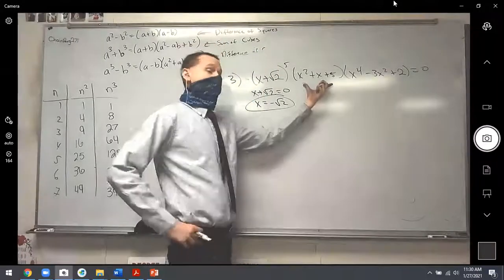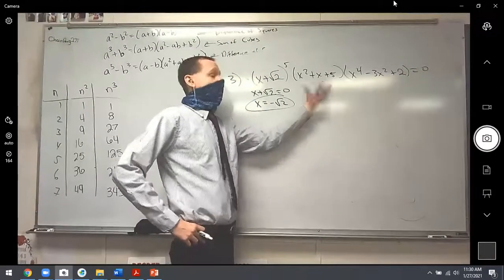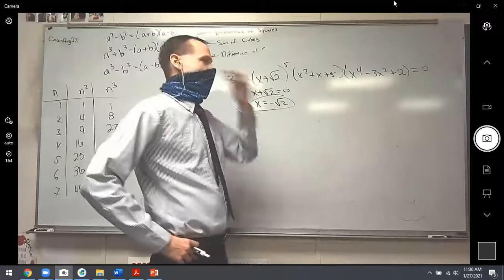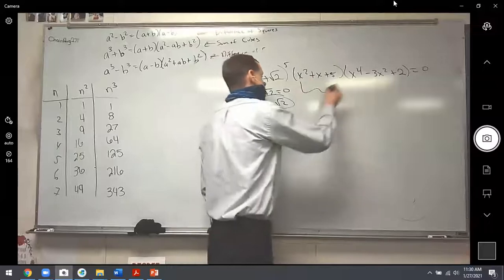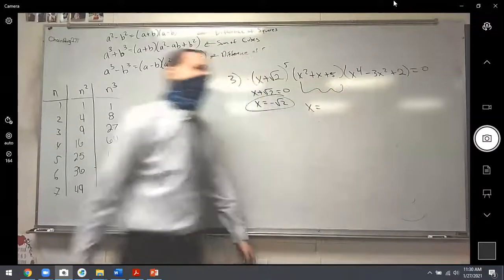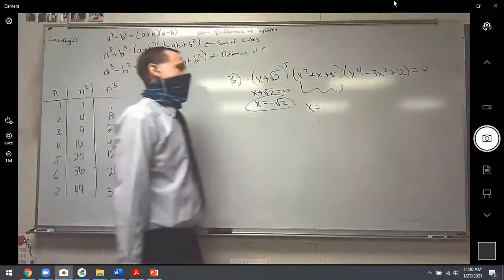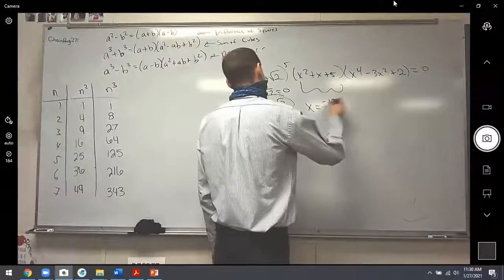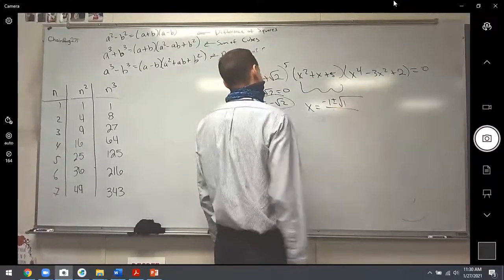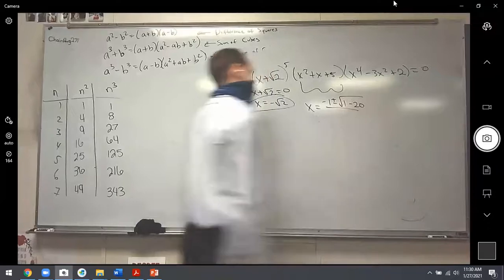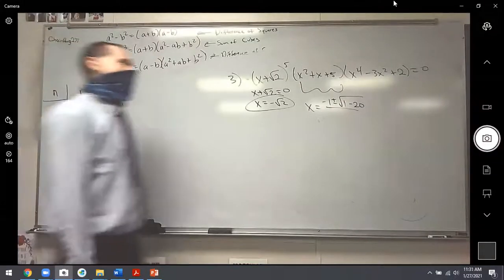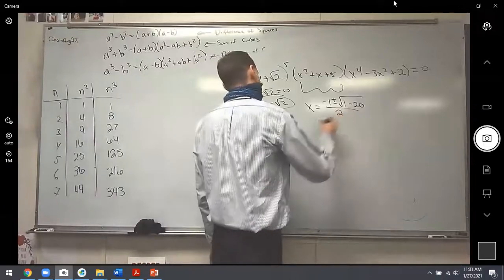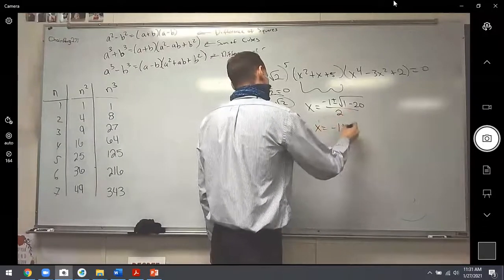Now, this is just a quadratic in this term, right? So it's pretty easy to solve that. We can either factor or do the quadratic formula. I don't think it factors. So for this piece, let's go do the quadratic formula and figure out when that's 0. Negative b plus or minus the square root of b squared minus 4ac. 4 times 1 times 5 is 20. All over 2a. And there's really not a lot we can do with this one.